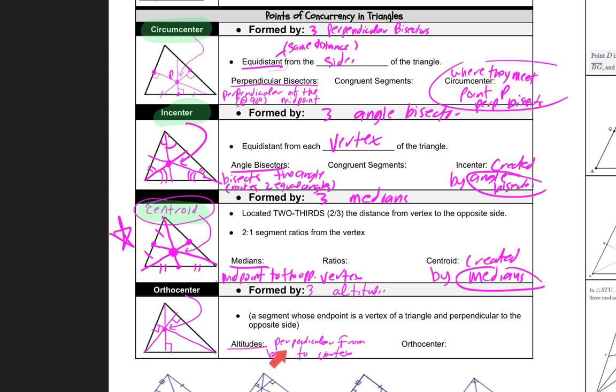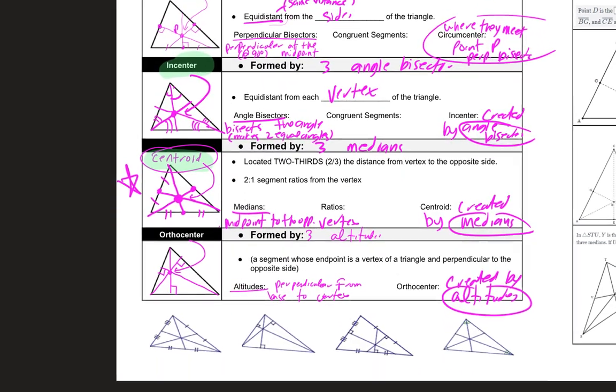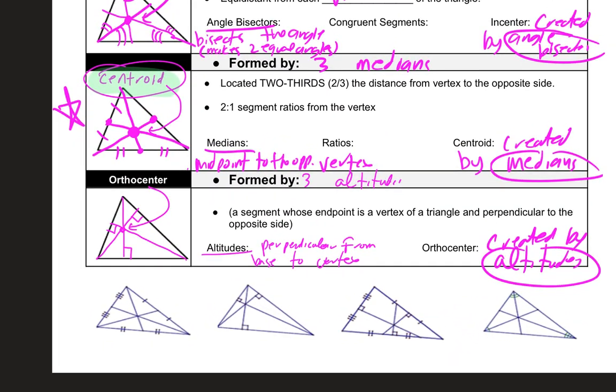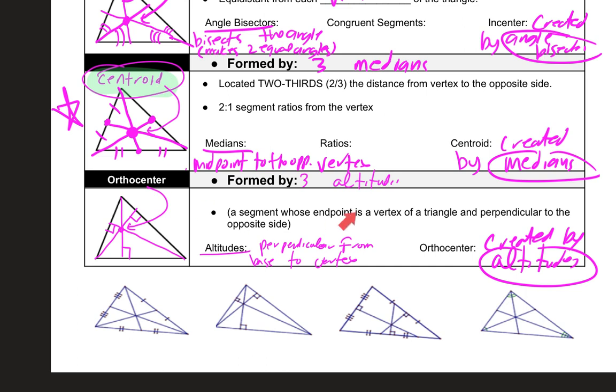So those are the 4 that we learned. The altitudes create the orthocenter. That's what we want to remember. Those are the key words we're talking about. Altitudes go with orthocenter, medians go with centroid, angle bisectors go with incenter, and perpendicular bisectors go with circumcenter. Keeping that in mind, see if you can pause the video for just a moment and tell me which one of these is which.